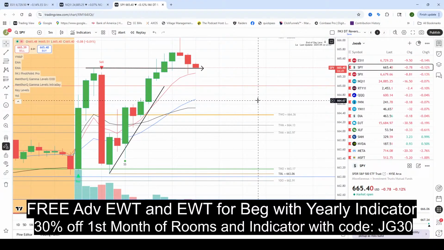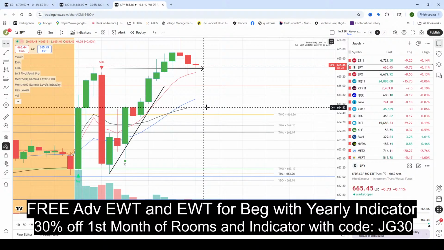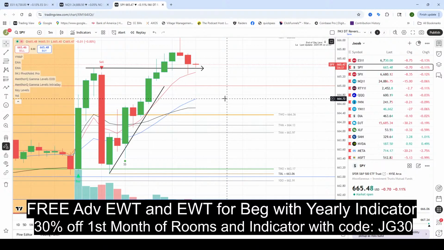All right, let's see if there's any follow through here. If they break the 8, very likely they're going to come down to the 21 here at 664.69, and then VWAP is next at 664.52, roughly.